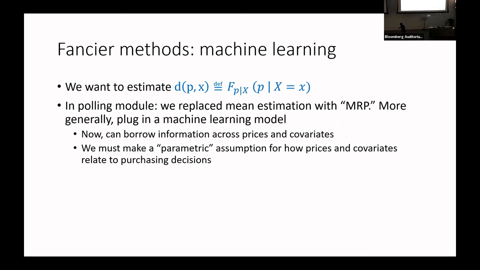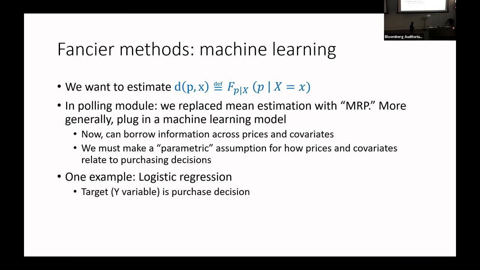But the downside of that, we didn't talk about this too much earlier, is now we're making assumptions on how to borrow information across prices and covariates, right? My machine learning model is imposing that there's maybe a linear relationship in income, or yes, if you do linear logistic regression, those are imposing different assumptions on the shape of the relationship. And so in the homework, we're going to ask you to do logistic regression to estimate demand. And so how do you just do it?